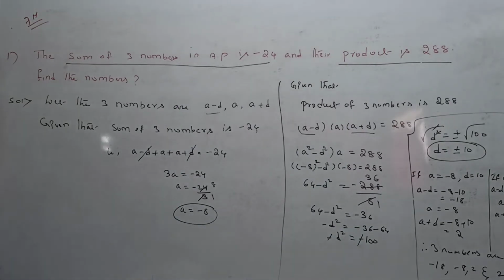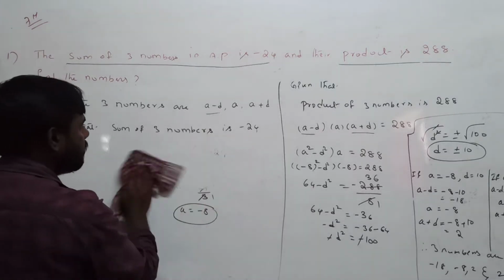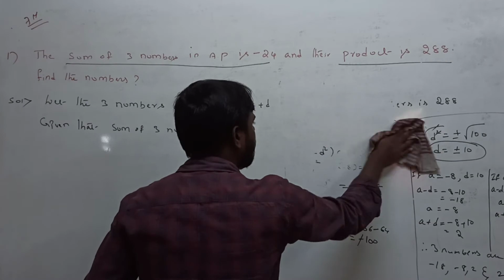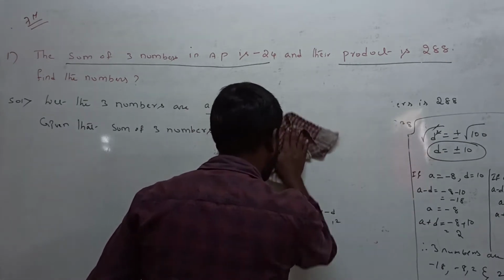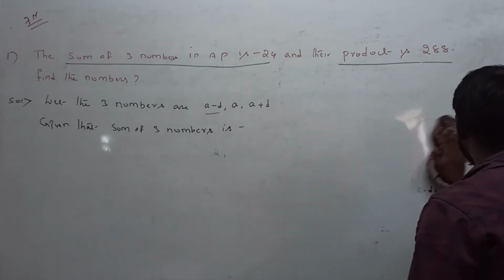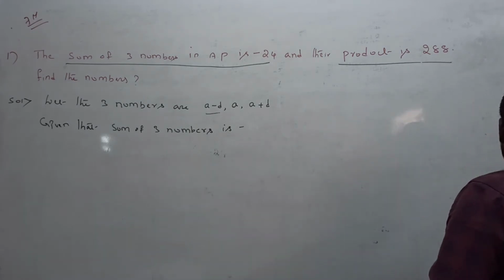Everyone understood? It is clear. Next question. Very, very important question. Very, very easy. Here we only assume the three numbers given the values: one is a minus d, second one is a, third one is a plus d. Listen to the second question.